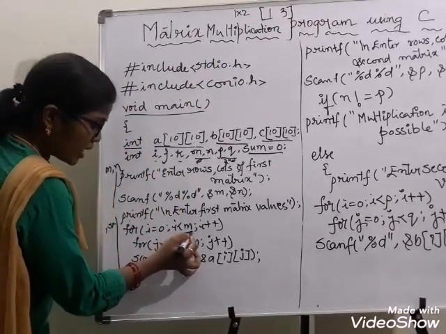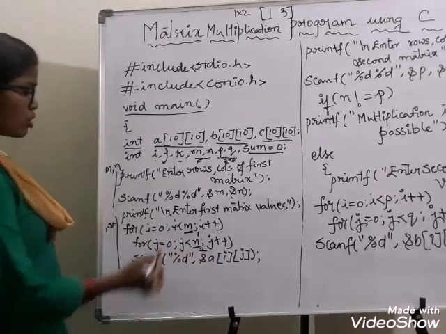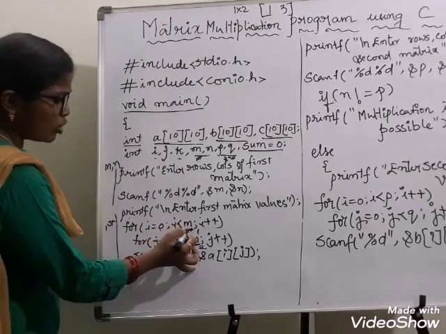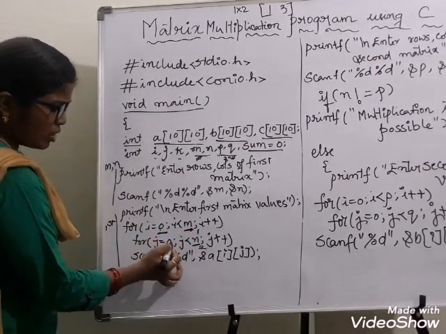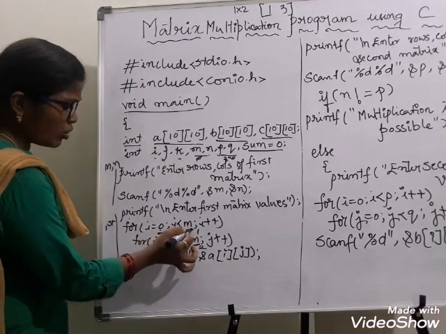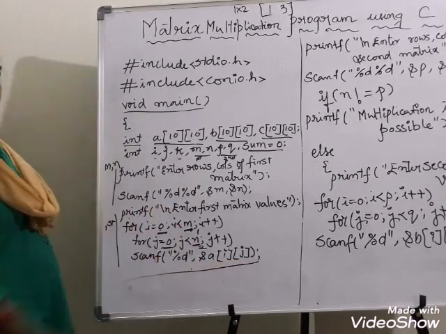So what is your m? Your m is 1. What is your n? 2. So read the values from 0 to 1. For rows you don't get 1 also, only 0. Here for columns you will get 0 and 1. Right? So for i equals 0 to m and for j equals 0 to n, read a[i][j].